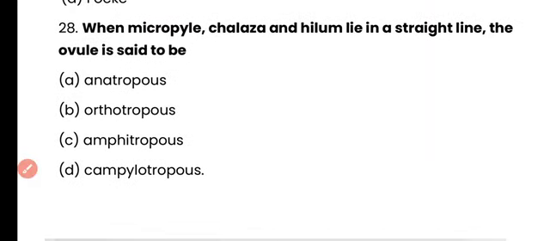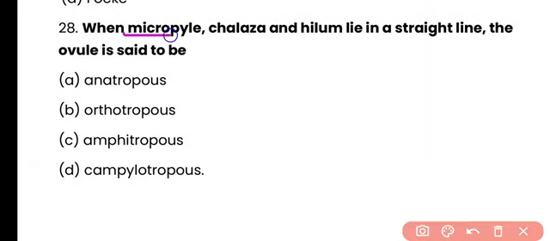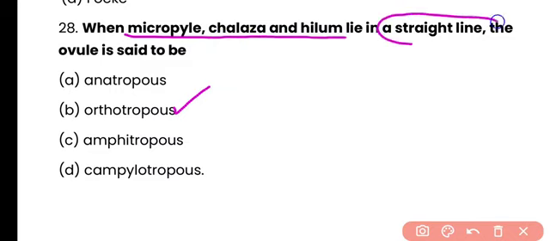Question number 28. When micropyle, chalaza, and hilum lie in a straight line, the ovule is said to be anatropous, orthotropous, amphitropous, campylotropous. Correct answer is option B. When micropyle, chalaza, and hilum lie in a straight line, then this type of ovule is said to be orthotropous, and it is one of the most primitive types of ovule.